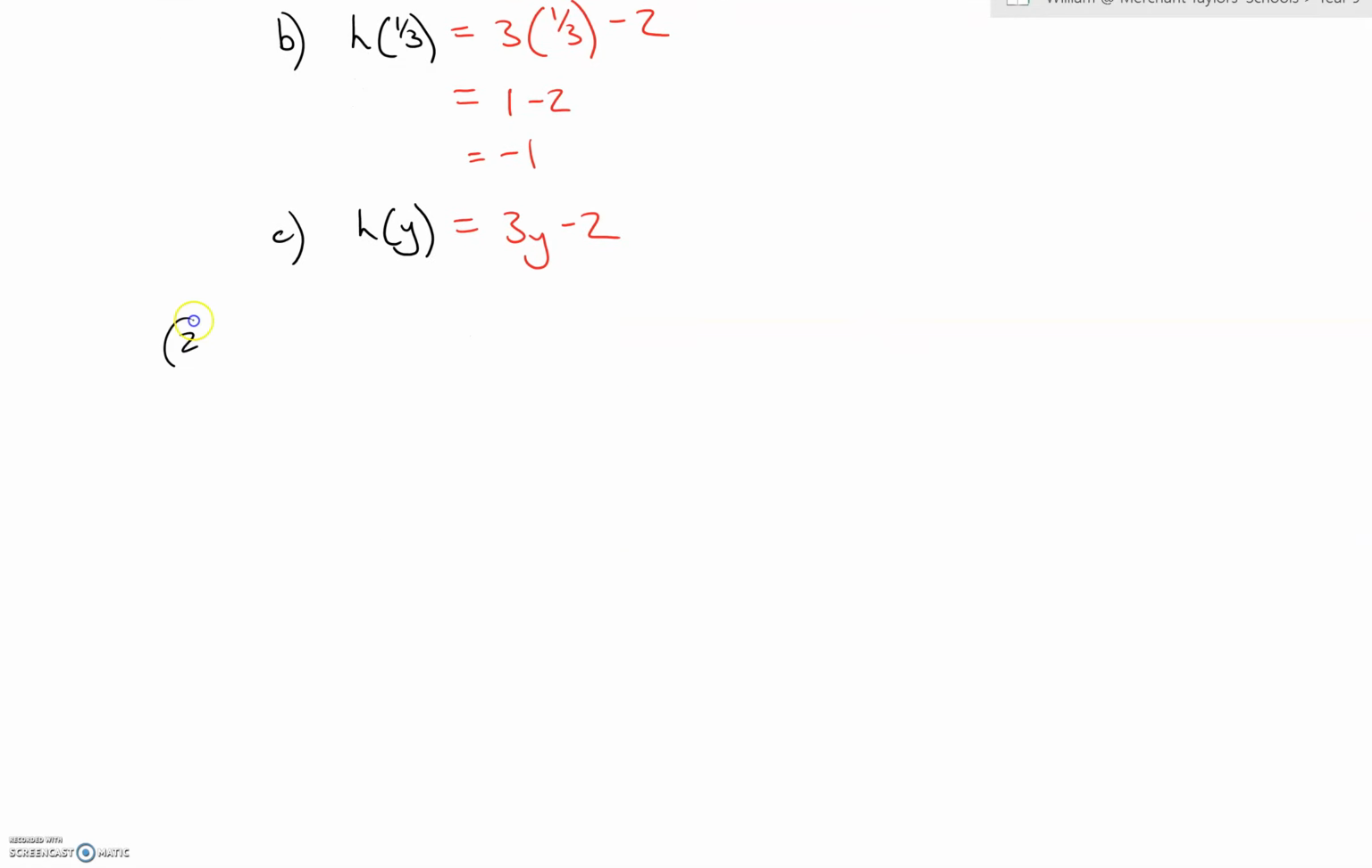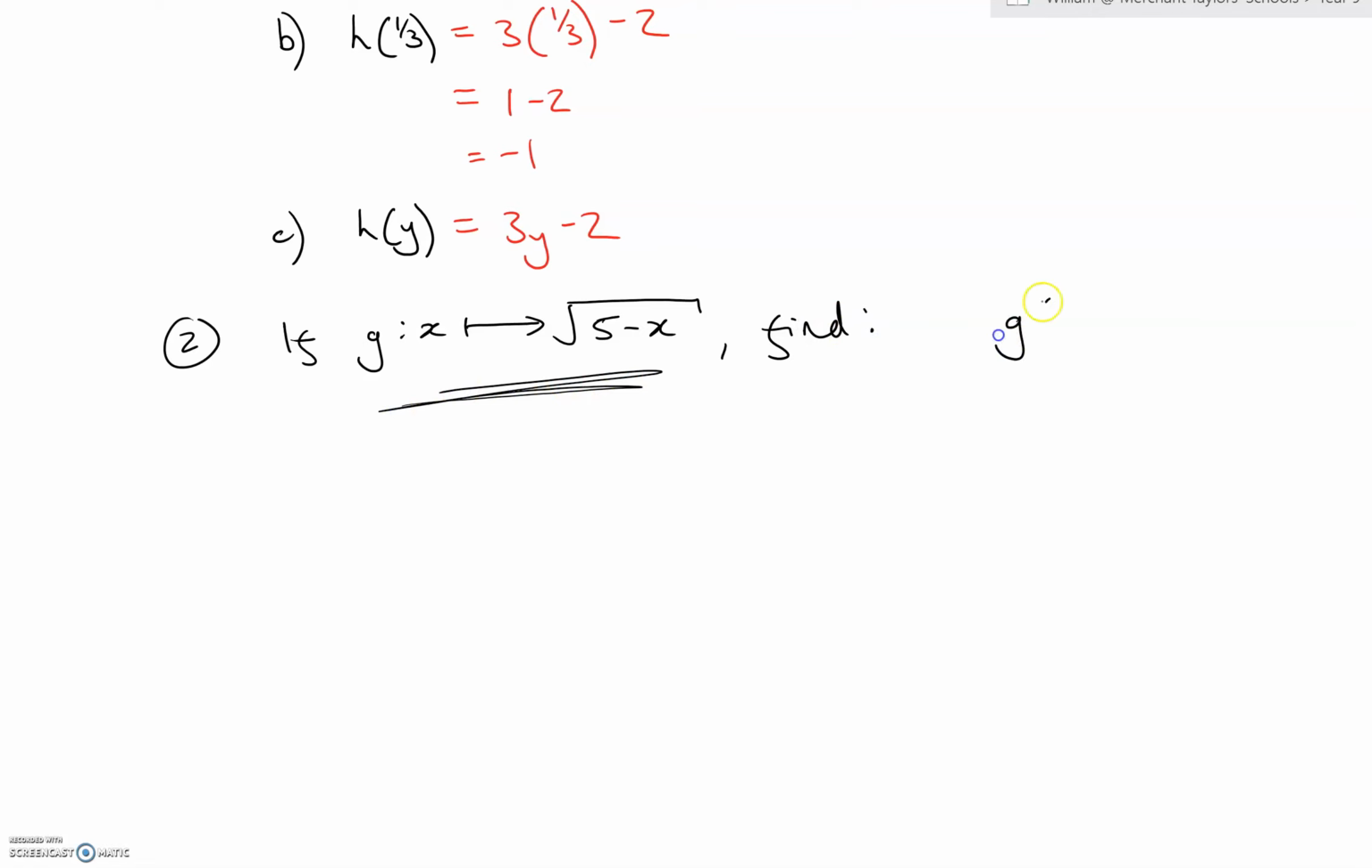Number 2. So just a little bit of different notation. This function is going to be called g, such that x is mapped onto the square root of 5 minus x. So don't let all this stuff confuse you here. This is just the same as writing g of x equals root of 5 minus x. Okay, it doesn't mean anything different. It means the same thing. It's just them trying to catch you out and confuse you. Okay, it just means exactly the same thing.